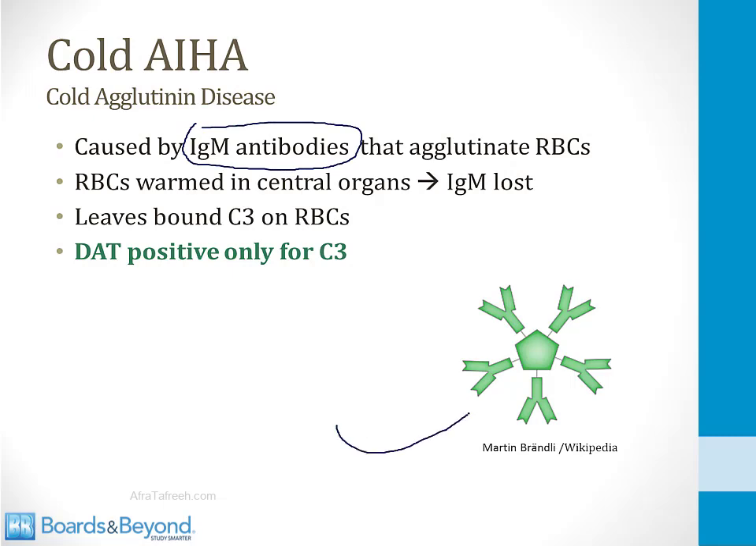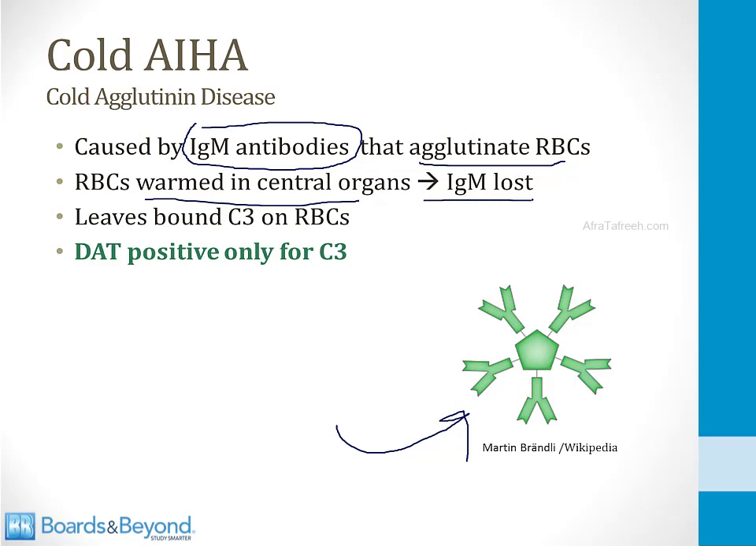And remember that IgM are large antibodies that like to fix complement, and they can cause red blood cells to agglutinate, especially in the extremities, and this can result in the purple fingers and toes that patients with this condition experience. Now what's interesting is when the red blood cells warm in the central organs, the IgM is lost and falls off the red cell.